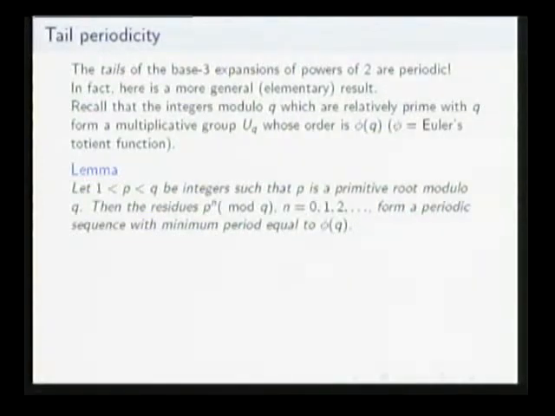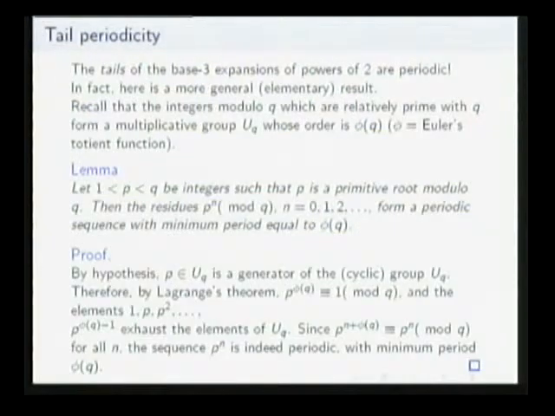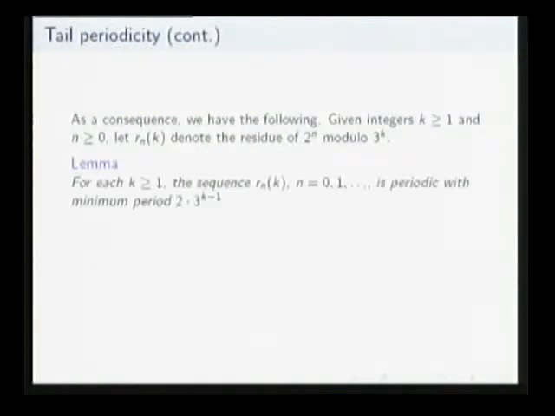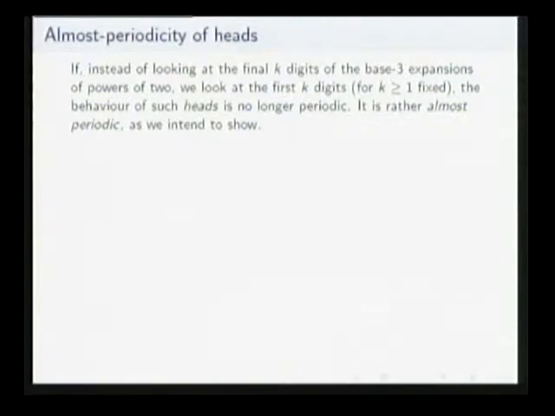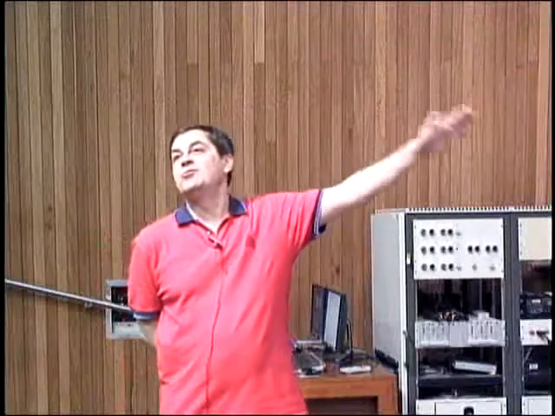And you can actually do something more general. You can look at the residues of p to the n mod q for any q. And you have some periodicity there, and you can compute the period using Euler's totient function. So in particular, you get this result I just mentioned to you, that the last k digits of 2 to the n in base 3 exhibit this periodic behavior.